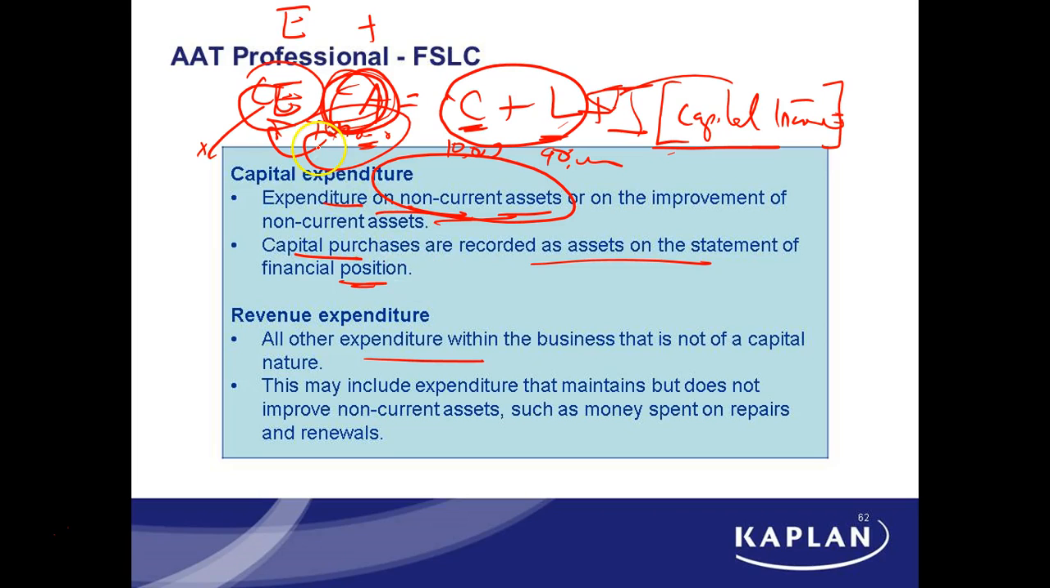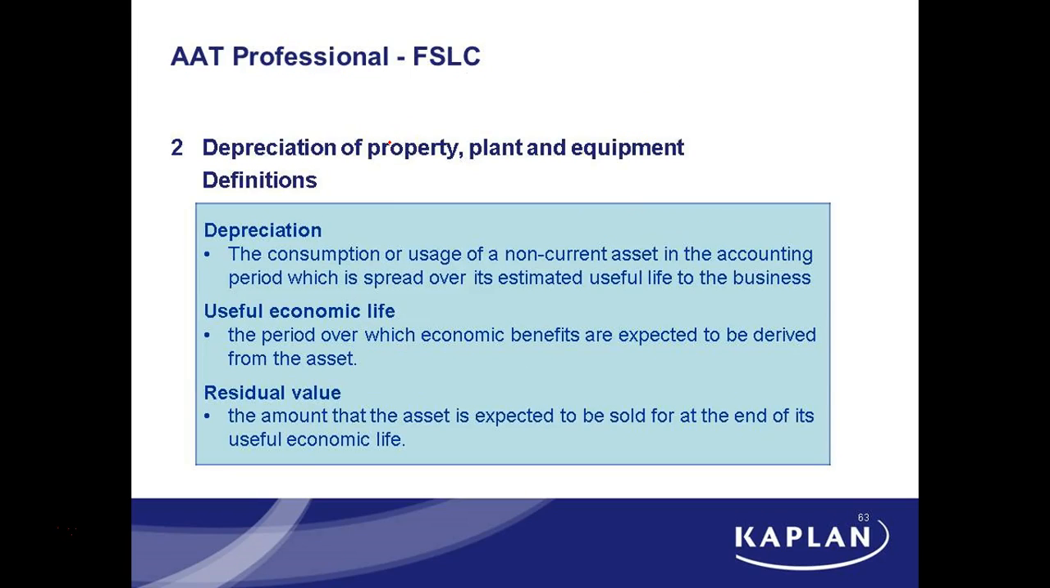So we now have revenue expenditure as being all other expenditure. So this is not about improving non-current assets. We're just talking about the day-to-day running of the business: goods for sale, wages, repairs, pretty much within the year, right? Pretty much within the year.